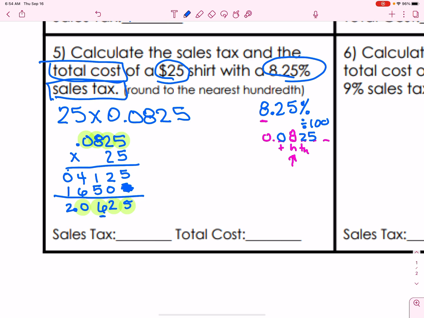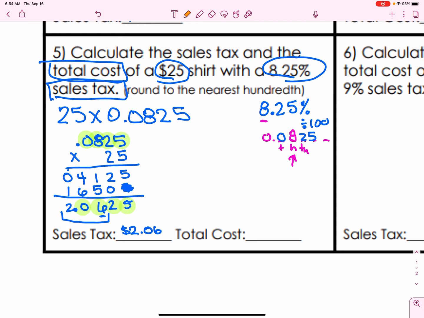So here's our hundredths place. This 25 is closer to the 6 than the 7. So we're going to stop at $2.06. So our tax is going to be $2.06. Now remember that tax makes your item cost more, so we're going to add that back in.